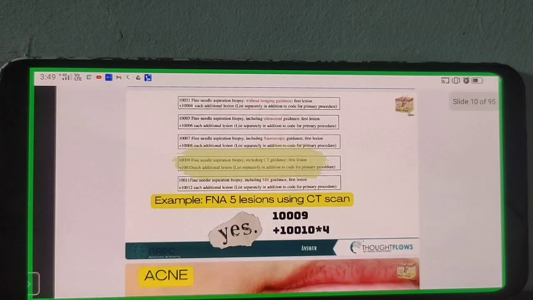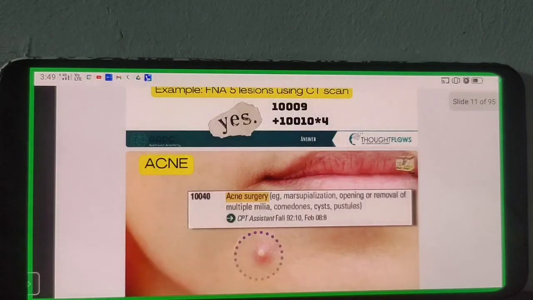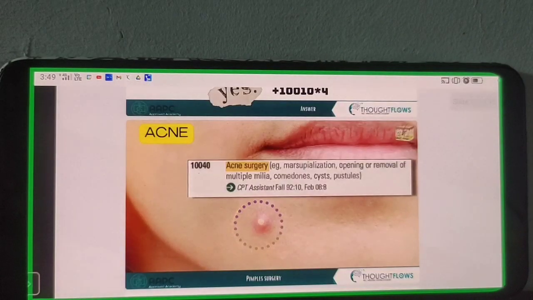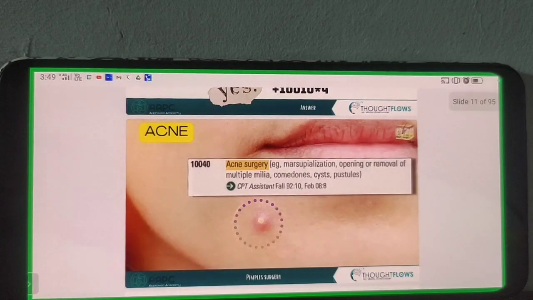Now acne surgery. Acne, pimple. For acne surgery, 10040. Direct coding, no guidance here.